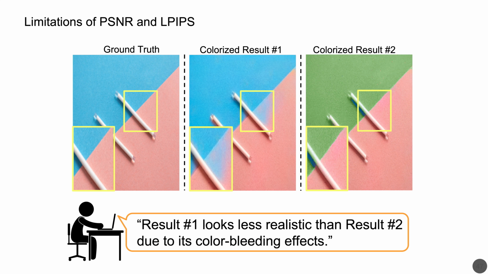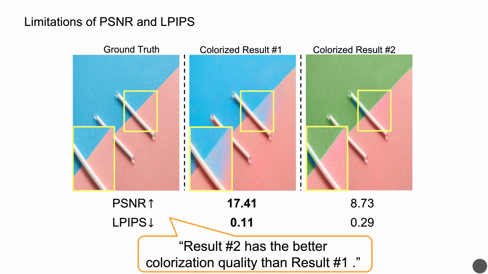Before we move on to the cluster discrepancy ratio, we first point out the limitation of PSNR and LPIPS. Here are two colorized images, and the first one has the same color as the ground truth, but with color bleeding, while the second has a different color with no such artifacts. Then, one would like to say result number 1 looks less realistic than 2 due to its color bleeding effects. However, result 1 has a better PSNR and LPIPS score than 2, as they weigh more on the color distance from the ground truth than the edge preservation.